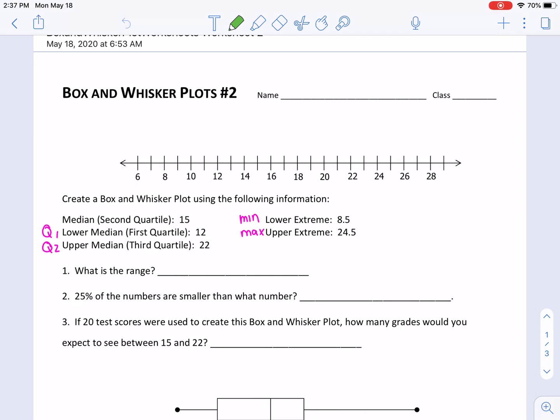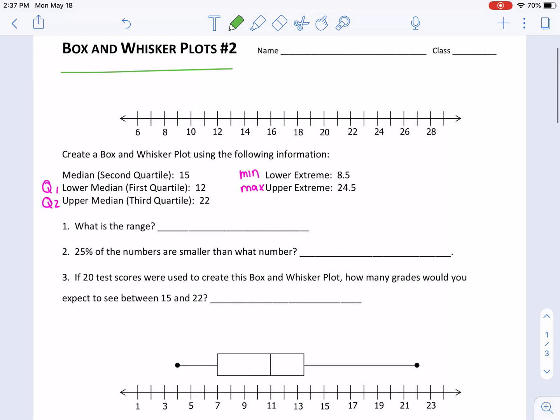Hello, today we are going to take a look at a box and whisker plot worksheet, and look at all of the answers and how to create box and whisker plots or read box and whisker plots. So the first problem says create a box and whisker plot using the following information.